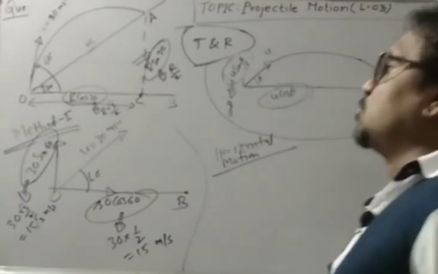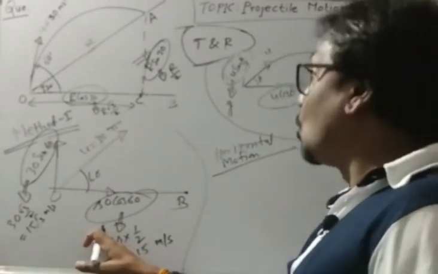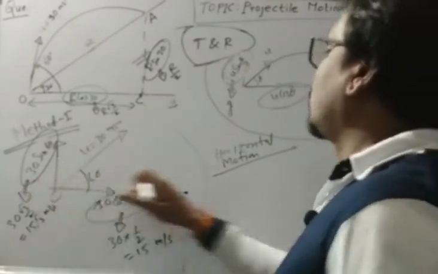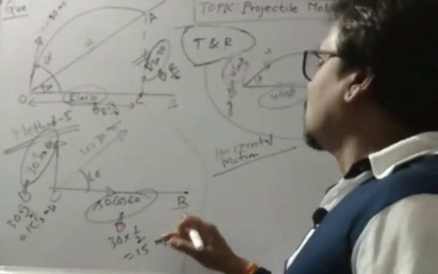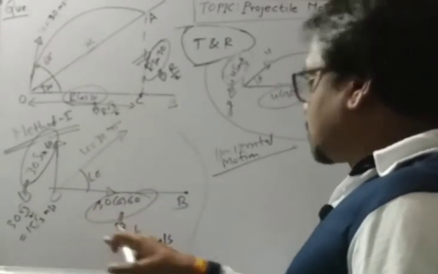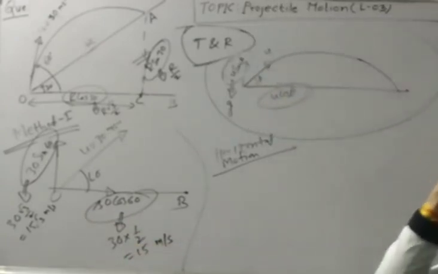So for horizontal motion, the horizontal velocity is constant here because no acceleration is acting in the horizontal direction. So this velocity is constant, that is 15 meters per second.